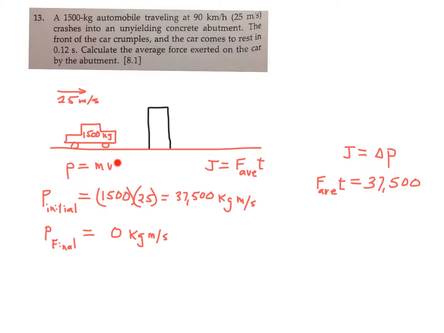the momentum equation, P equals mv, we can find the initial momentum of the car just by taking its initial velocity of 25 meters per second times its mass of 1,500 kilograms, make sure it's kilograms, and we get an initial momentum of 37,500 kilograms meters per second. The car hits the wall, comes to rest, so its final momentum is 0.